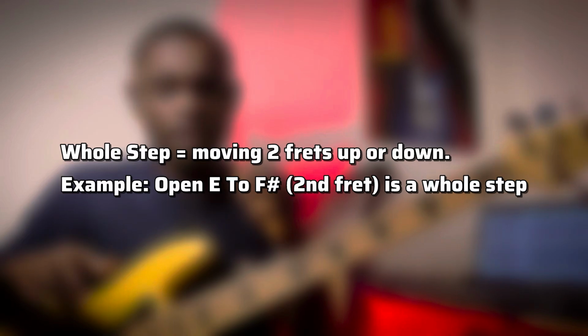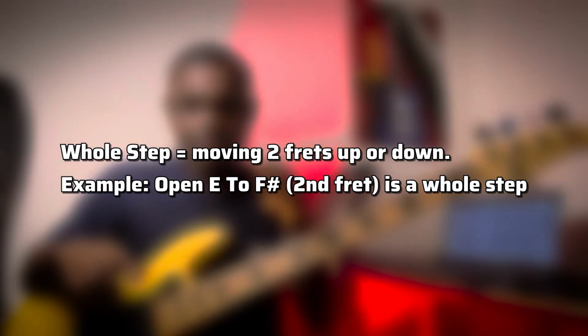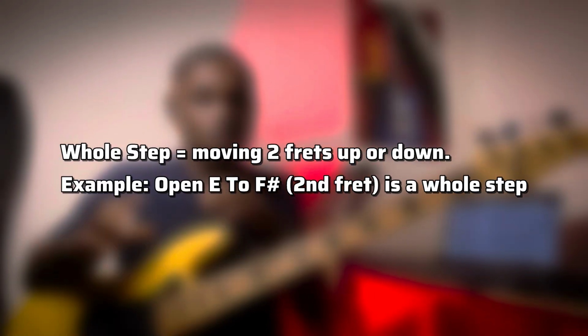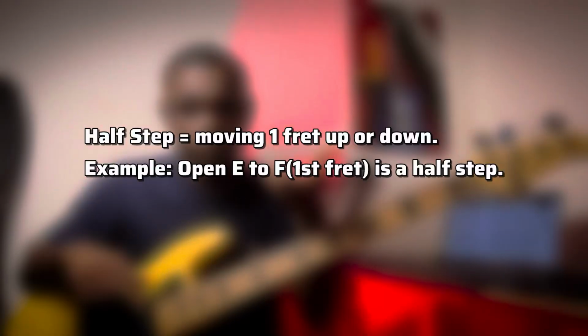So when we talk about whole step and half step movements, we're simply referring to how a music interval, or the distance between one note and another, is being measured. So whole step movement is basically moving 2 frets up or down. For example, open E string to F sharp, which is the 2nd fret, is a whole step. Half step movement is basically playing from the previous note to the next note.